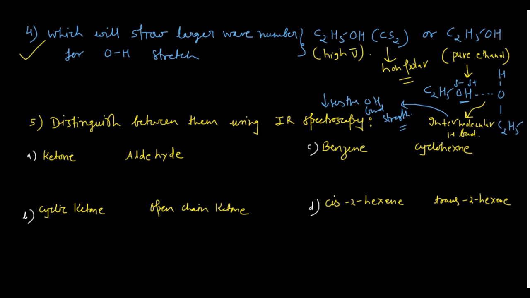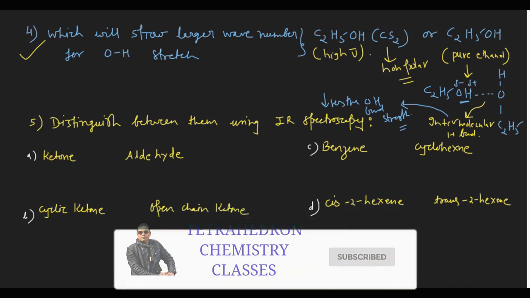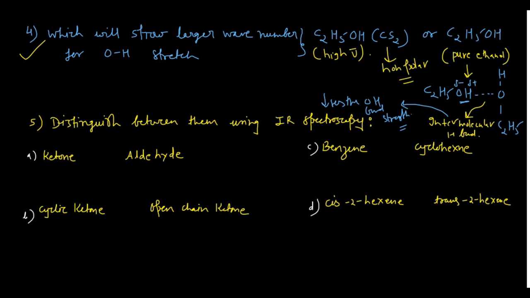Now moving to the next problem. Distinguish between them using IR spectroscopy. That means you have been given pairs of species. First pair is ketone and aldehyde. Second pair is cyclic ketone and open chain ketone. Third is benzene and cyclohexene. And last is cis-2-hexene and trans-2-hexene. So you have to differentiate between them.